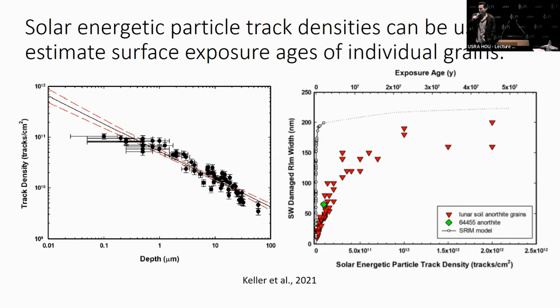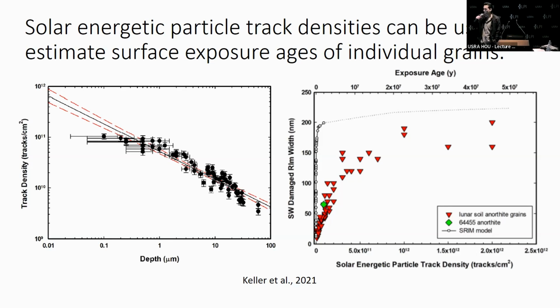So recent work by Keller et al. 2021 used modern TEM techniques to observe high track densities. He was able to observe 10 to the 10, 10 to the 11 tracks per centimeter squared, and was able to develop an updated track production curve shown on the left. And with this, they were able to determine a track production rate of 44,000 tracks per centimeter squared per year.